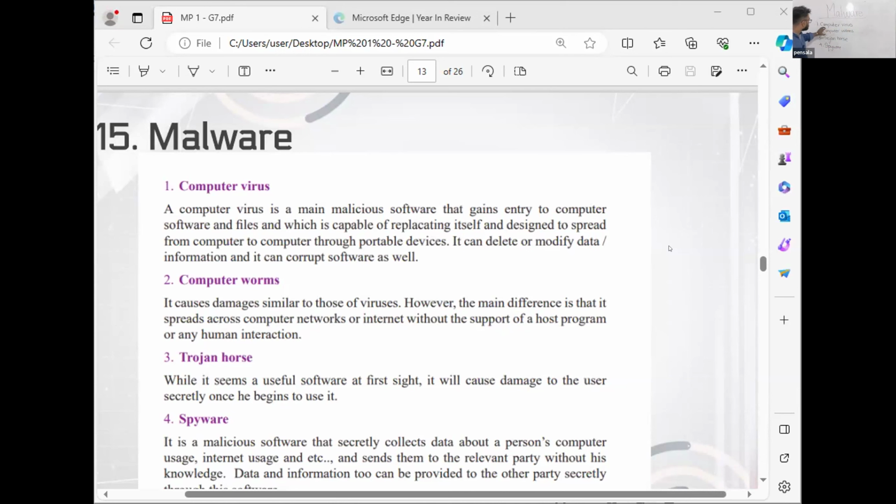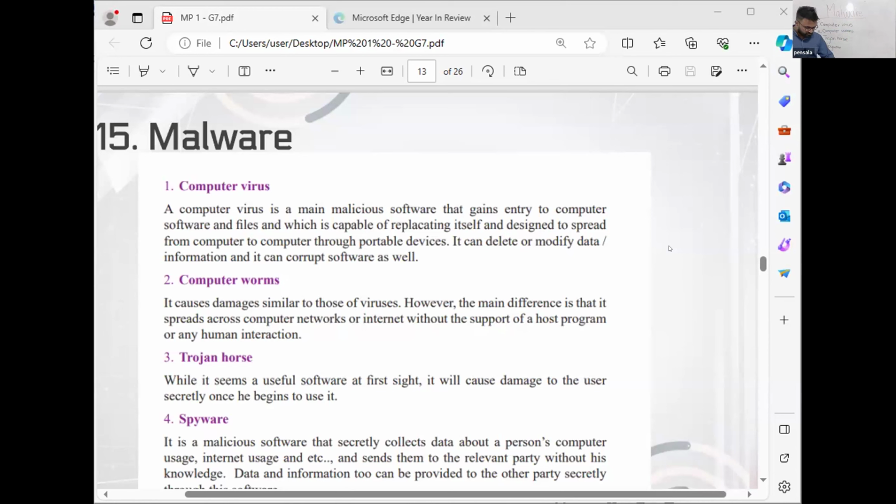But computer worms, worms. They do not need our interaction. So they can spread themselves, right? That is the main difference, right? They do not need the support of a host or any human interaction.